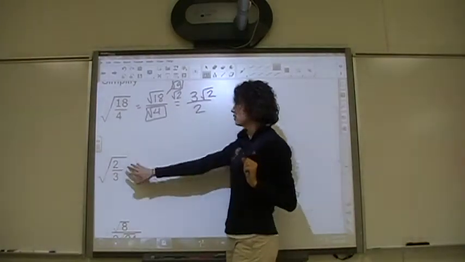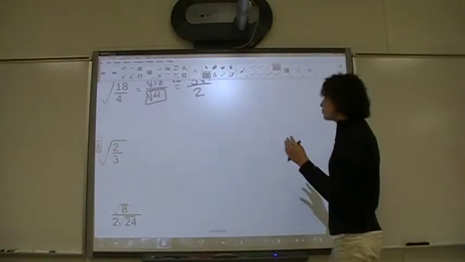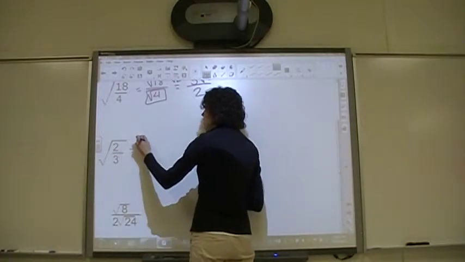All right, let's go ahead and look at radical 2 over radical 3. Now again, you want to split that up and put a radical on top, radical on the bottom.